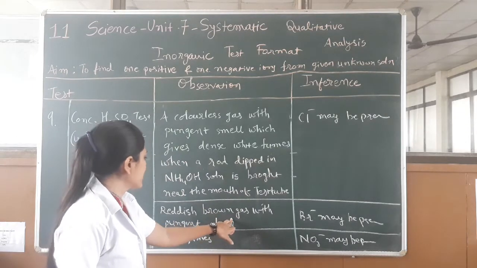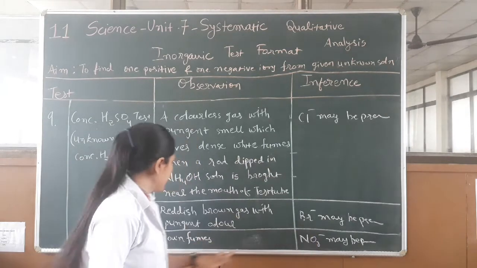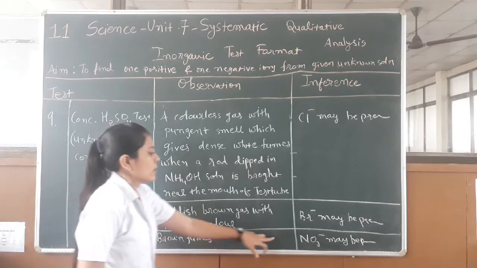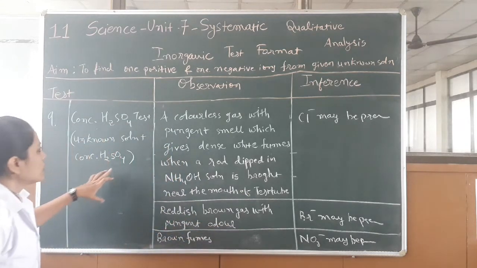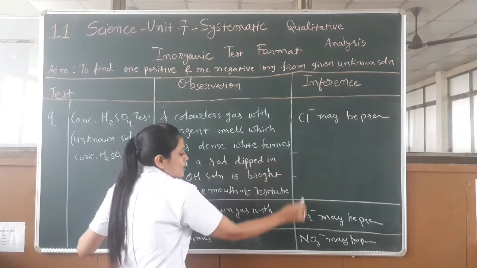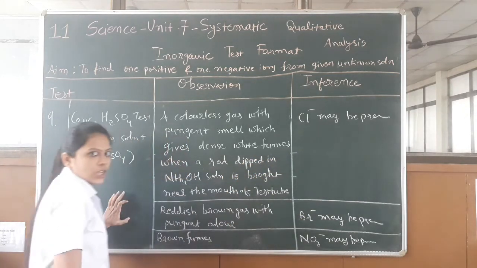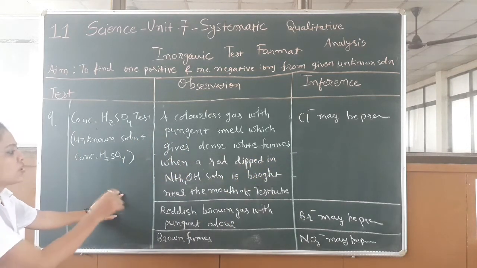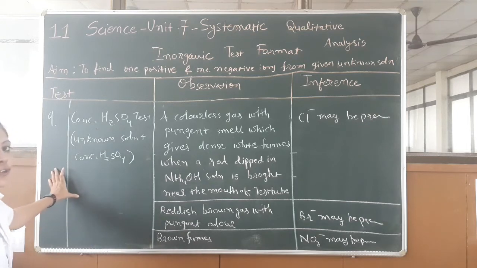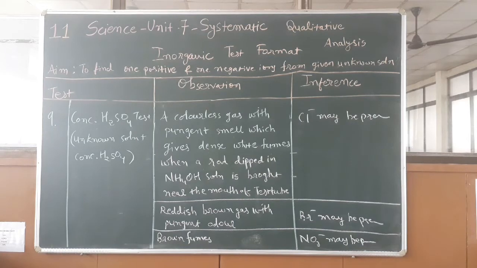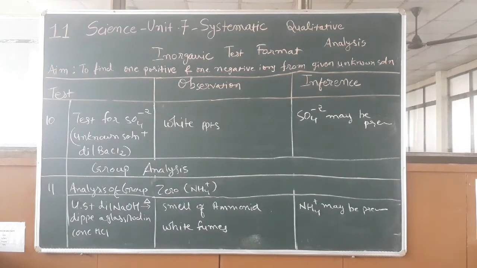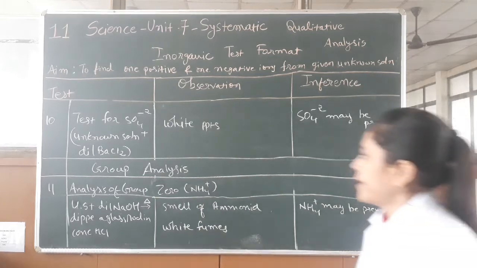Reddish brown gas, Br- may be present. Again here, brown fumes, then NO3- is present. So here we have three negative ions: Cl-, Br- and NO3-. Let's move to the 10 number test.